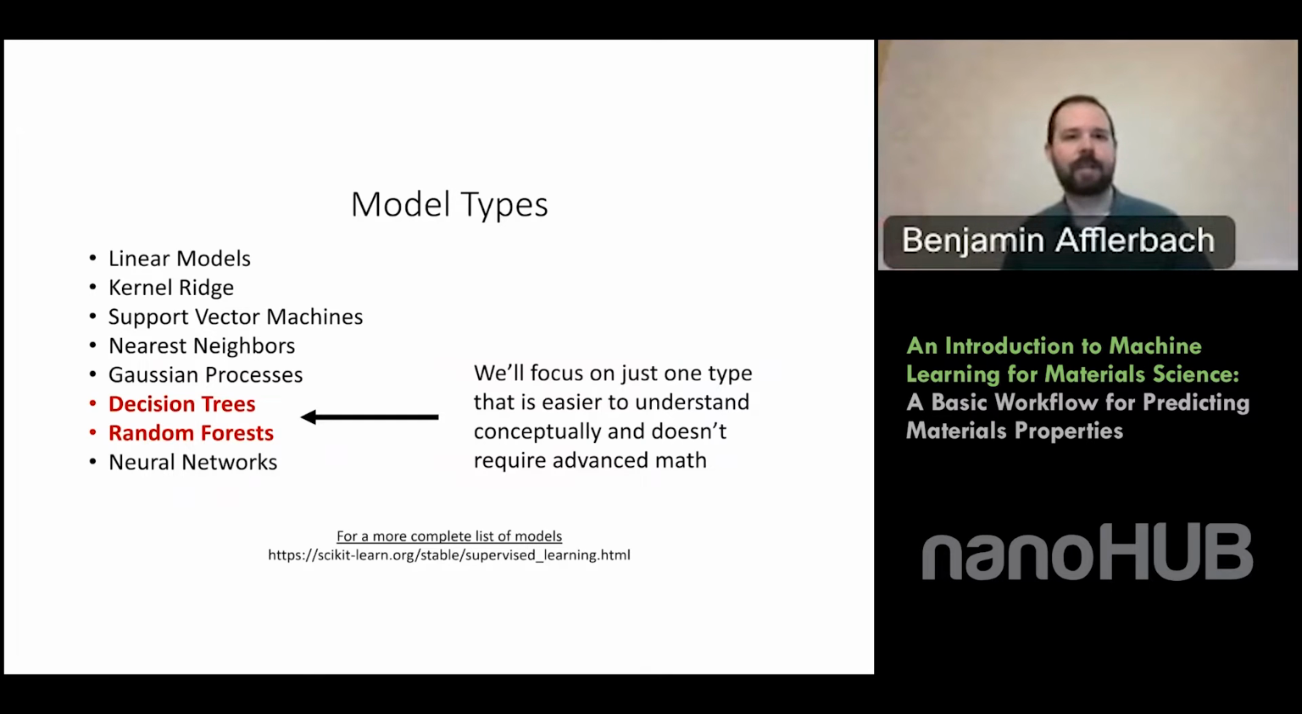I mentioned model types. Again, we won't be able to introduce many of these, so we're going to pick one to focus on for this activity, and that is decision trees, which are related to something called random forests. The reason we're picking these is because I think they're the easiest to understand visually. We don't really have to show any mathematical equations. We can just understand conceptually what's going on.